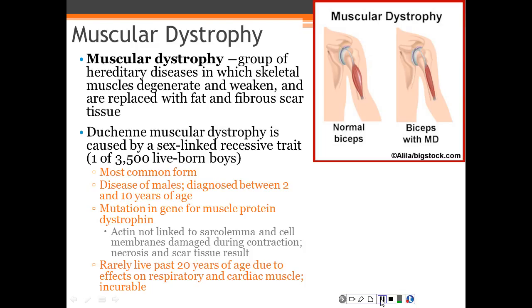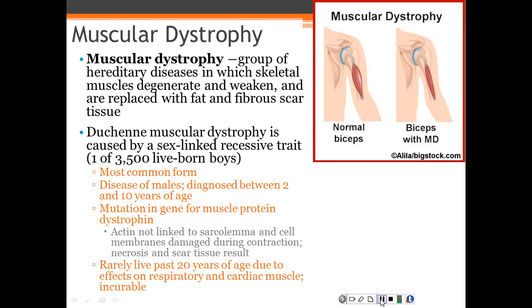Now, Duchenne muscular dystrophy is caused by a sex-linked recessive trait, and 1 out of 3,500 live-born boys will experience this type of dystrophy. It's the most common form. You usually see it in males, obviously, and they're diagnosed between ages 2 and 10. The mutation is in the gene for the muscle protein dystrophin.